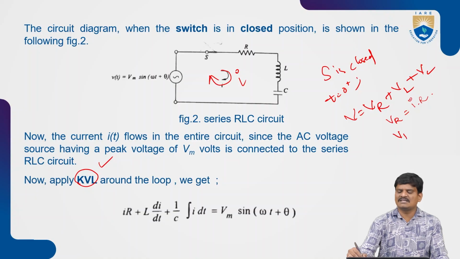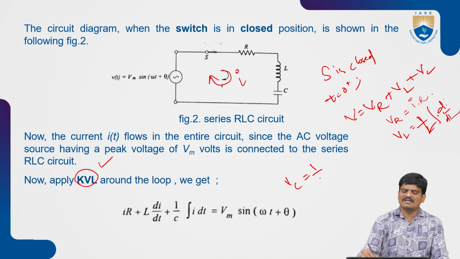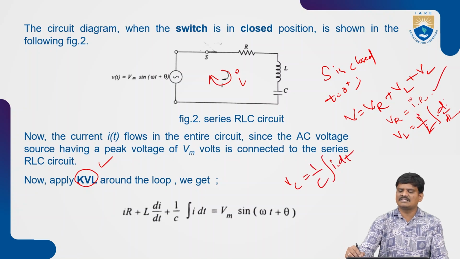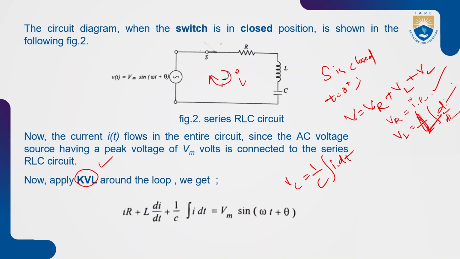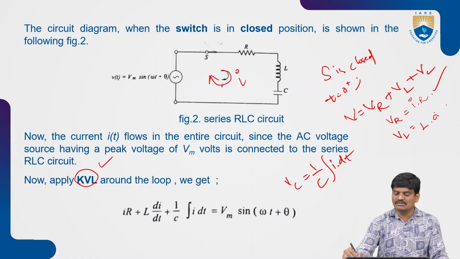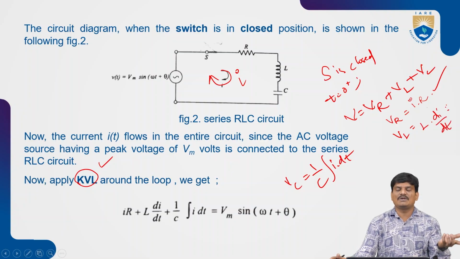The voltage across the inductor in general is given as what? L into di by dt. And VC is given as what? 1 by C into integration of I dt. So you know the voltage across the resistor, the inductor, and the capacitor. Substitute all these individual voltage drops in the above KVL expression with respect to the supply voltage.